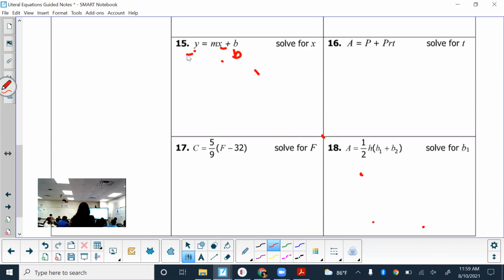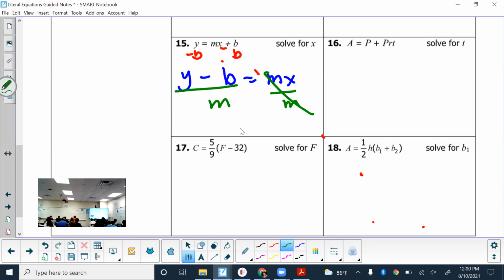All right, do that on each side. On the left side, how do I write that? Y minus b, good. Sorry, my thing is lagging. All right, equals what? And x, how do I get the x by itself? You divide by M. All right, and you're just rewriting it. Questions?